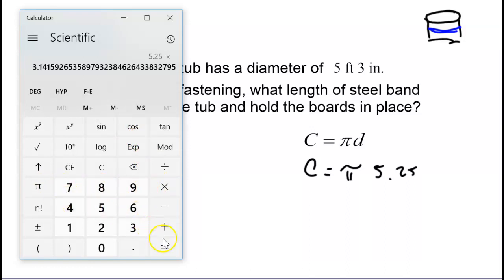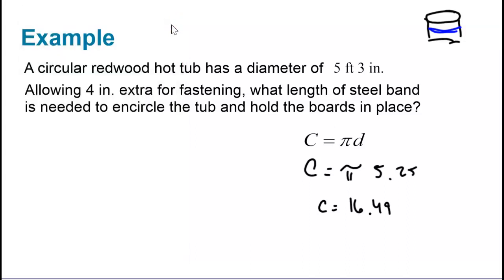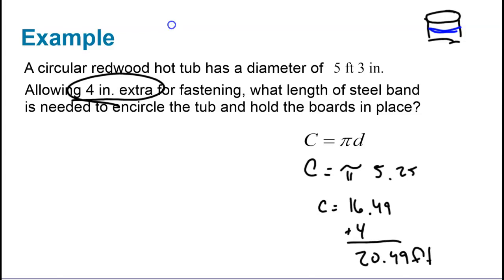times pi, and that's going to give us a circumference of about 16.49 feet. Go back and look at the question, make sure that we're answering it, and it says we need to add 4 more inches for the banding, so 20.49 feet of banding will be needed to hold the hot tub boards in place.